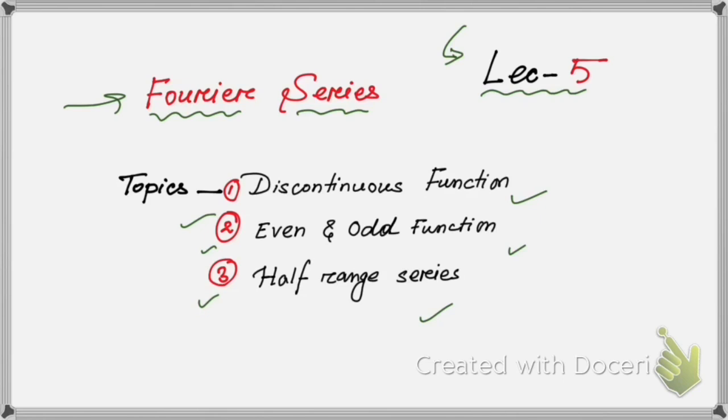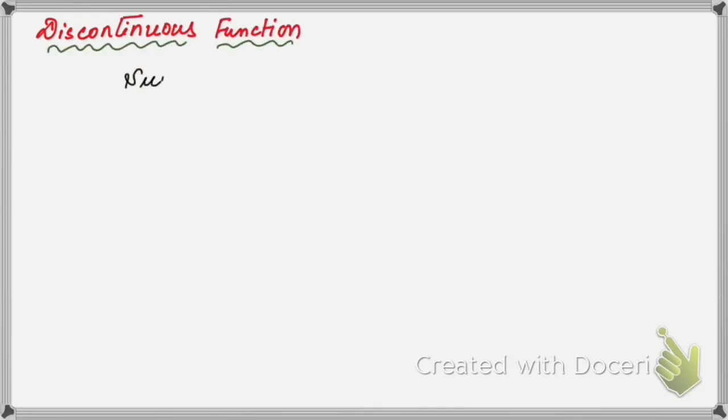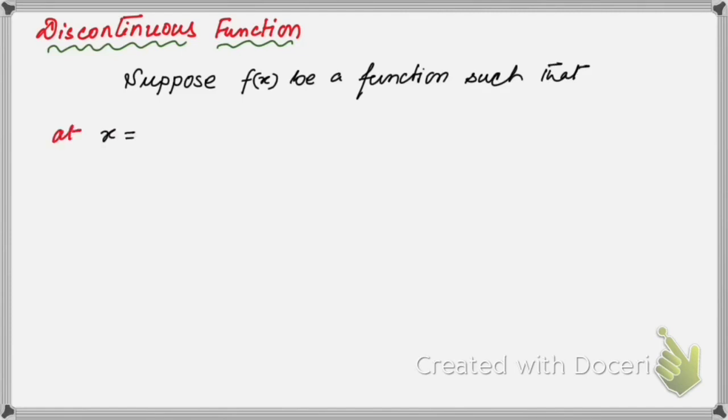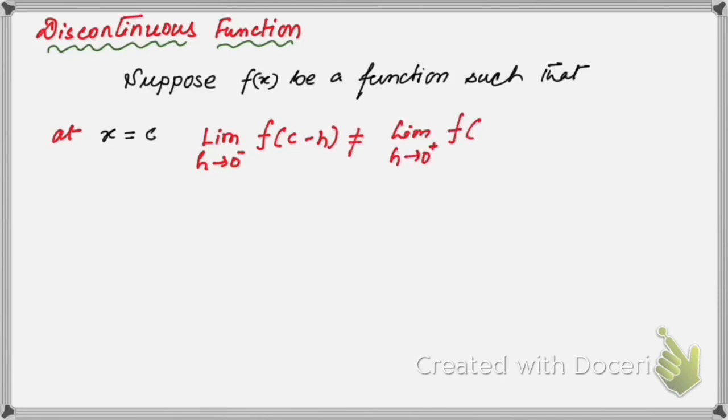Okay, so now let's start. So now let us discuss discontinuous function, right? Suppose we have a function f of x, such that at a point x is equal to c, the left hand limit of this function is not equal to the right hand limit, right?